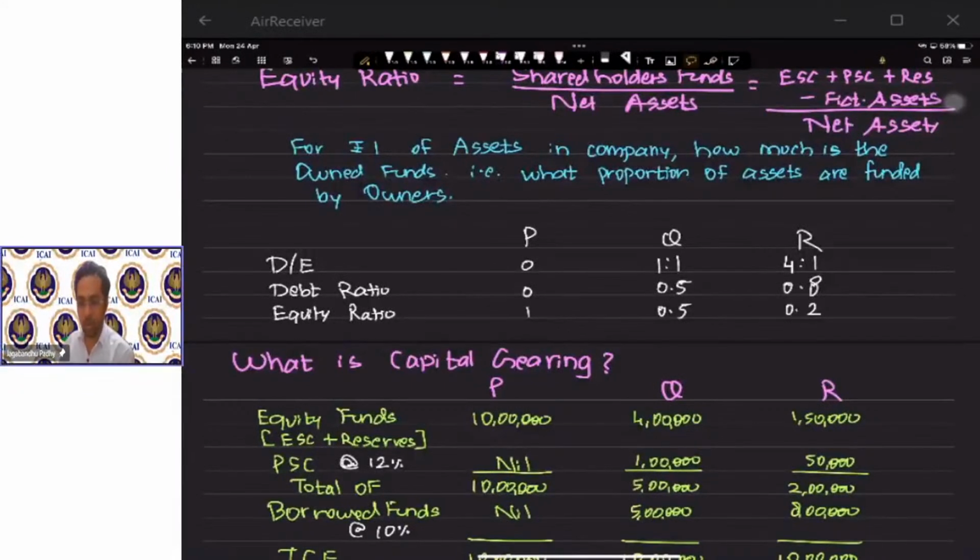Can we calculate proprietary ratio for checking long-term solvency position of business? Correct. Yes, you can. Fine.